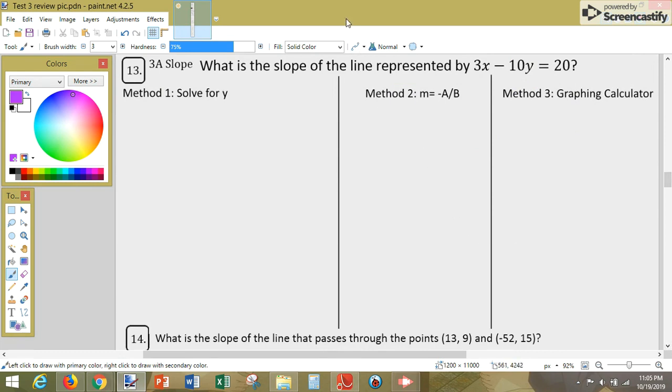Number 13. What is the slope of the line represented by 3x minus 10y equals 20? I'm going to show you 3 different methods to use to find the answer. Here's method 1. Solve for y. So step 1 is that you create space to move the x over. Step 2, subtract 3x from each expression.